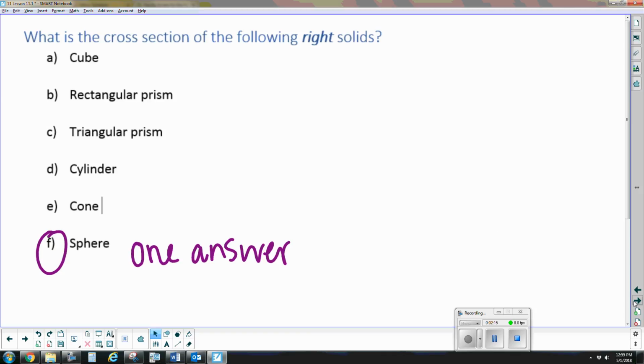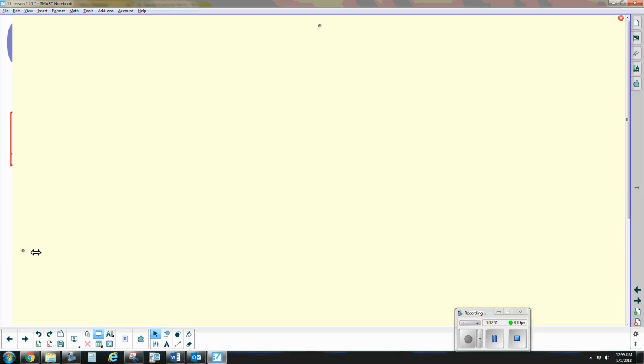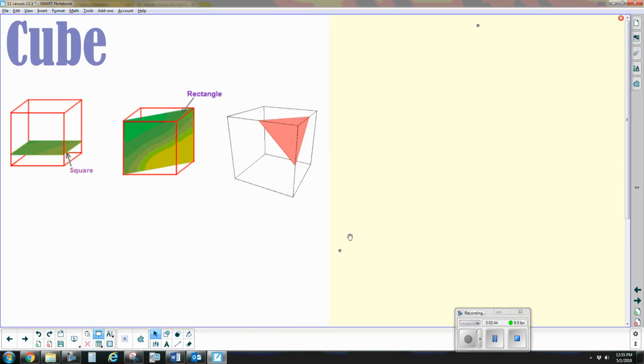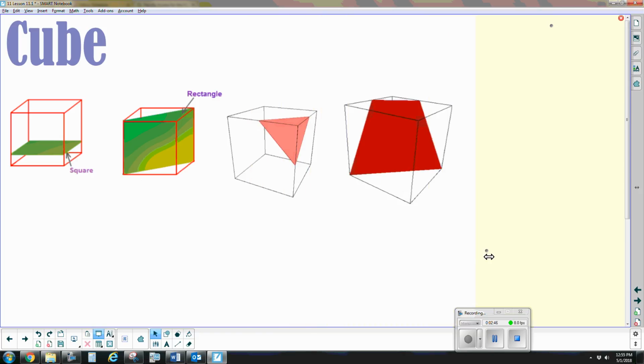So looking at this first cross section of a cube, if you think of a cube, there are squares on all four sides. So the first thing that might come to mind is a square. Maybe you can slice it diagonally and you'll see that you get a rectangle, but there are a ton of different cross sections for cubes. So the first one you might think of is a square, but again, if you cut it diagonally, you can get a rectangle. If you cut off just one of the corners, you can get a triangle. If you cut it at an angle, you can get a trapezoid.